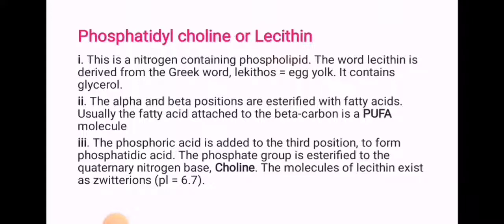It contains the alcohol glycerol. The alpha and beta positions are esterified with fatty acids, and usually the fatty acid attached to the beta carbon, that is the second carbon, is a polyunsaturated fatty acid molecule. The phosphoric acid is added to the third position to form phosphatidic acid. The phosphate group is esterified to the quaternary nitrogen base called choline. The molecules of lecithin exist as zwitterions with the isoelectric point of 6.7.